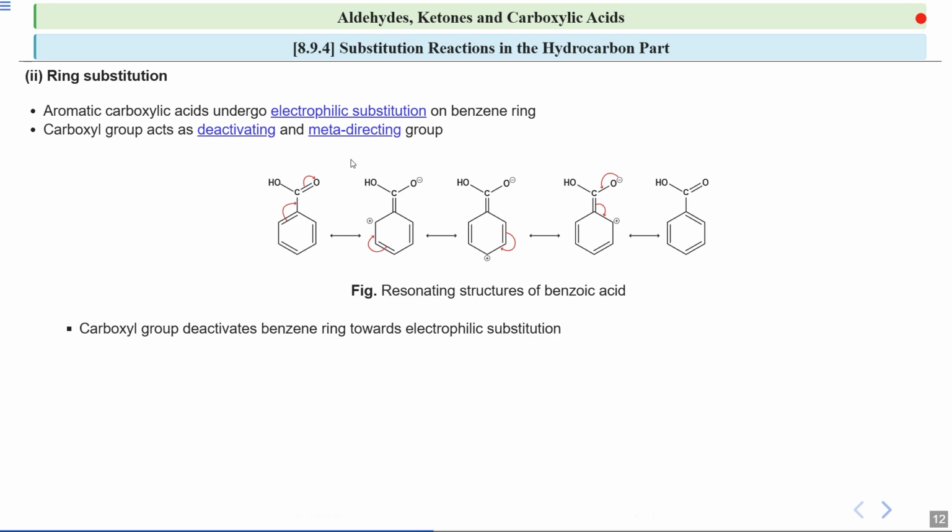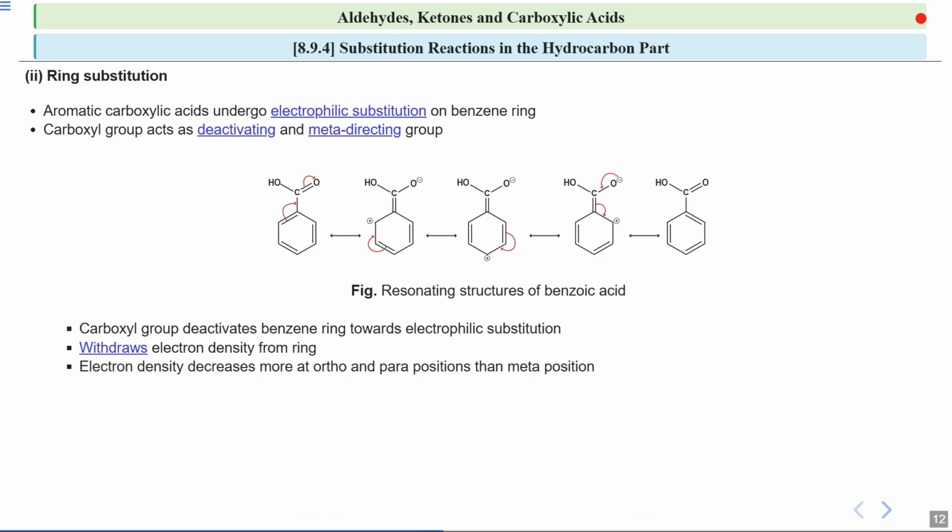So if we focus on this carboxyl group, it deactivates the benzene ring. Because of the structure of this carboxyl group, it pulls the electron density away from the ring, which makes it less attractive to electrophiles. Being an electron withdrawing group, it withdraws the electron density from this ring, making it less attractive to electrophiles.